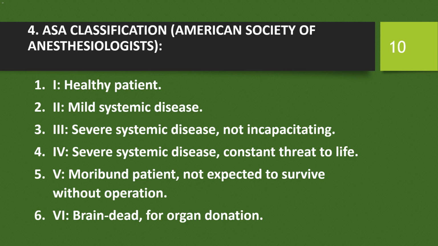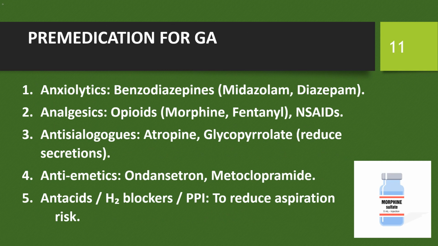4. ASA IV, severe systemic disease, constant threat to life, patients with severe diseases that pose a constant threat to their life. 5. ASA V, moribund patient, not expected to survive without operation, patients who are critically ill and may not survive without surgery. 6. ASA VI, brain dead, for organ donation, patients who have been declared brain dead and are undergoing surgery for organ donation.